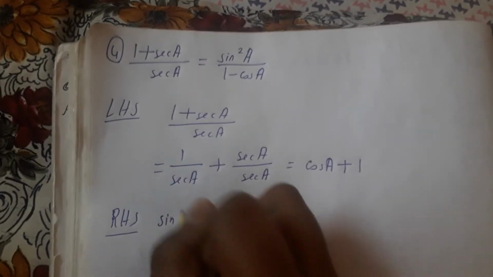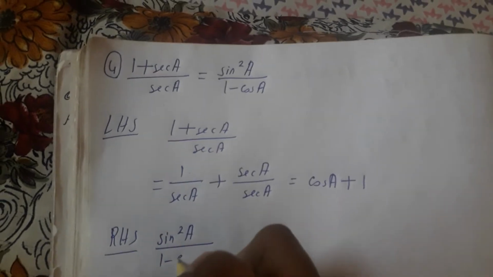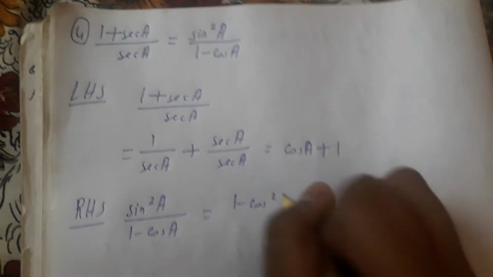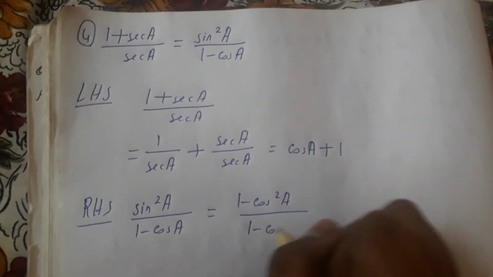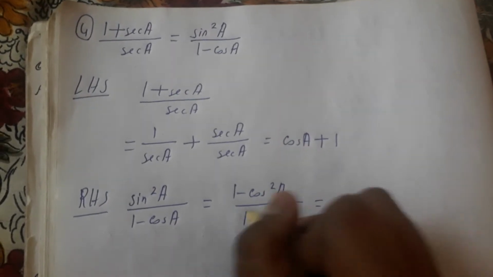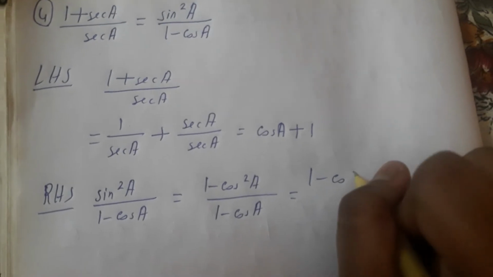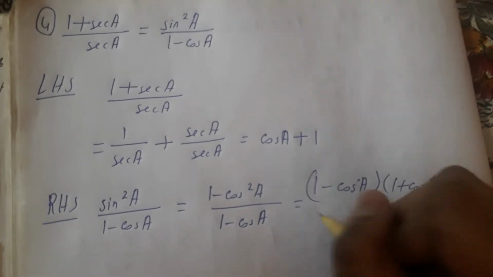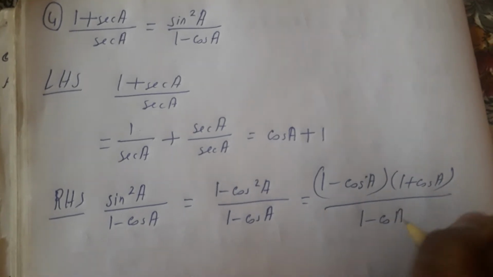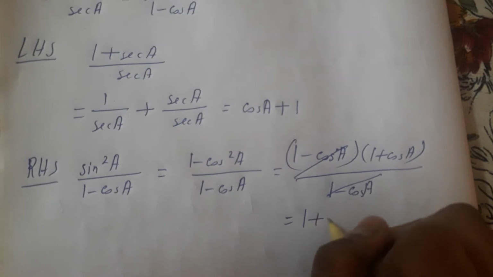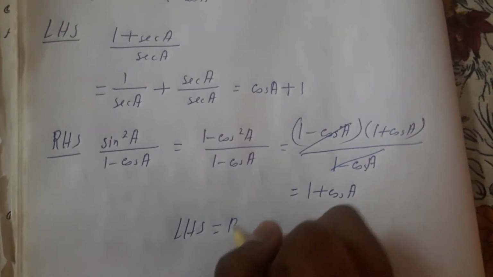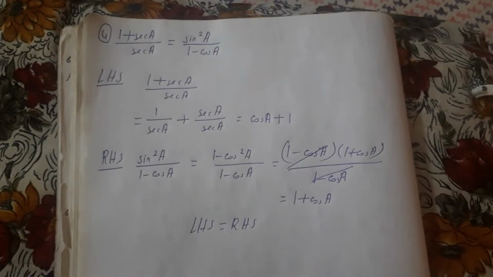Now see, sin square a divided by 1 minus cos a. Sin square a means 1 minus cos square a, divided by 1 minus cos a. In a square minus b square format, that is 1 minus cos a into 1 plus cos a, divided by 1 minus cos a, and this will be cancelled out, and the answer will be 1 plus cos a. So you can say that LHS is equal to RHS. This is the smallest proof.